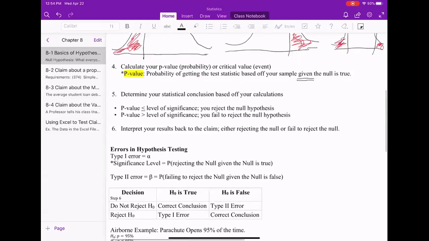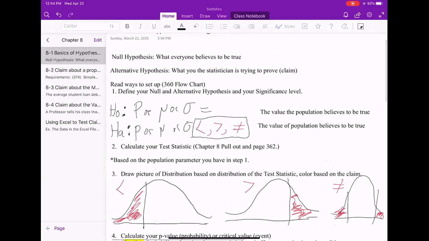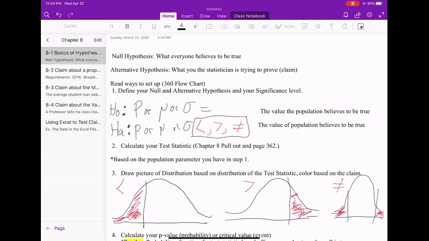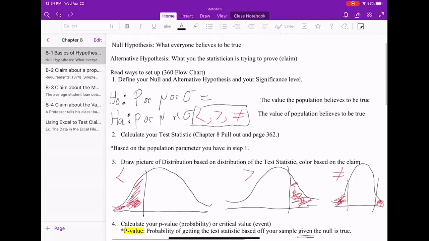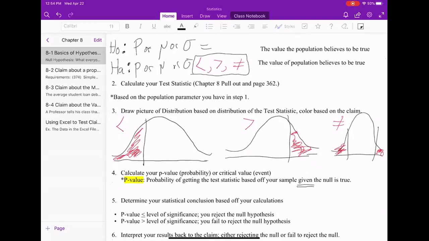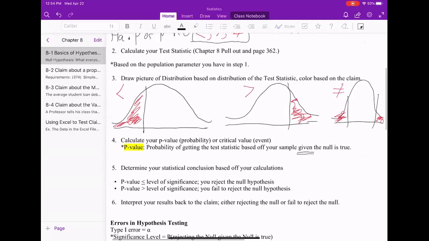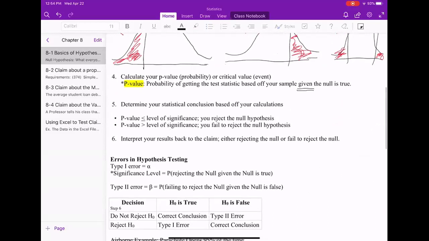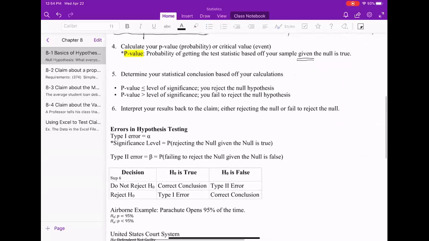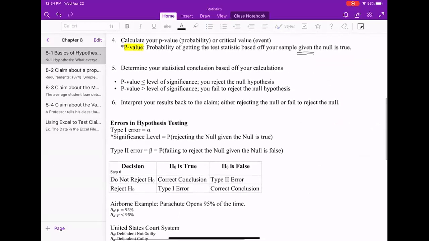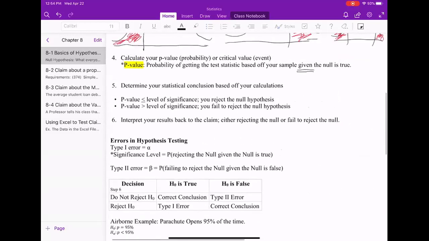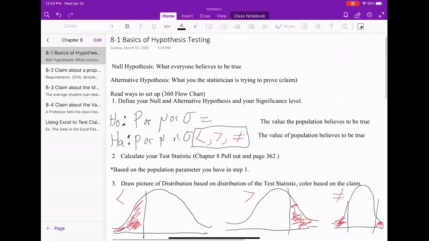So there's the 6 steps, right? And we'll do a problem. I know most of you are probably dying to see the math, but bear with me, right? So step 1, define your null and alternative and pick your significance level. Step 2, go to your table and pick out the correct formula. Step 3, you get to draw your picture. Step 4, we will either find the p-value or critical value. Step 5, what is your statistical conclusion? And step 6, how do you interpret your results? Any questions on the steps? I know no numbers yet, but any wording that seems different to you?